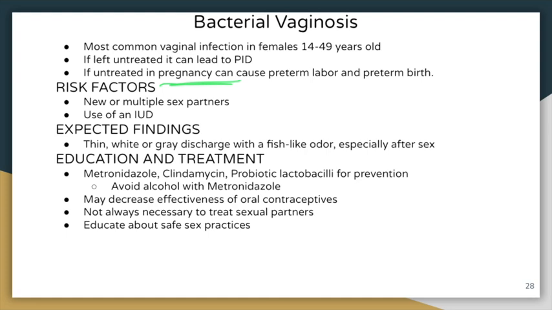Expected findings on somebody who has BV: a thin white or gray discharge that kind of smells fishy, especially after sex. Education: these are the medications that you can take for it. These medications may decrease effectiveness of the birth control pill. If somebody has BV, you don't always have to treat their partners, and you want to educate about safe sex.